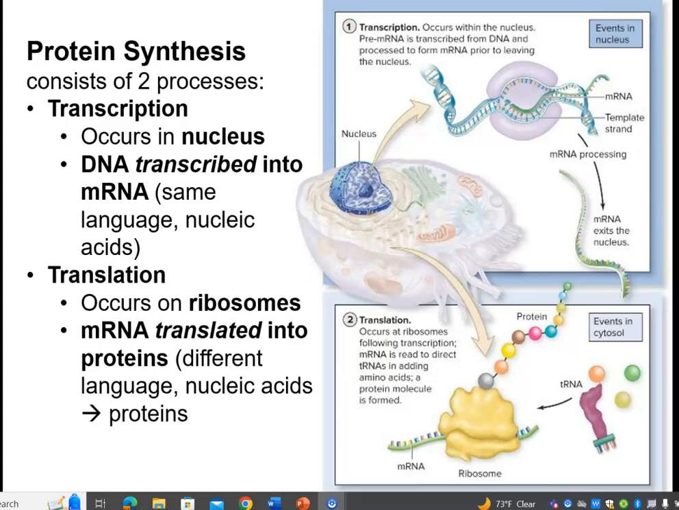So it's transcription. Then you get to translation. This occurs on the ribosomes. The mRNA is translated into proteins. So this is a different language, right? You're going from a nucleic acid to a protein, so you're translating.